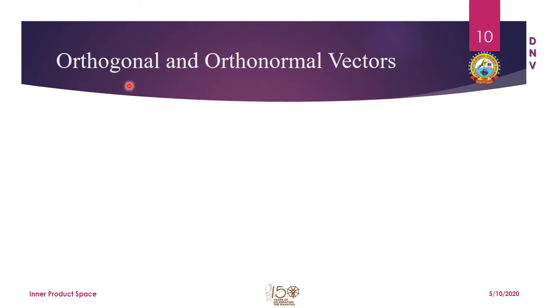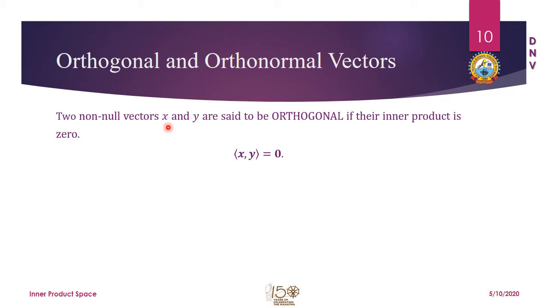So let us now define two new concepts: orthogonal and orthonormal vectors. First we take up orthogonal vectors. Two non-null vectors x and y are said to be orthogonal if their inner product is 0. In the word orthogonal, ortho means 90 degrees or perpendicular, and gonal means angle. Two vectors at 90 degrees are called orthogonal vectors, and as you know, the dot product of two perpendicular vectors is always 0. A similar concept is used here: if the inner product of these two vectors is 0, then we call x and y orthogonal vectors.